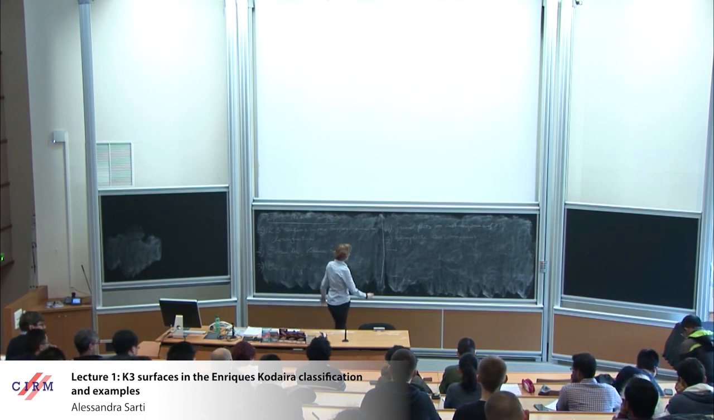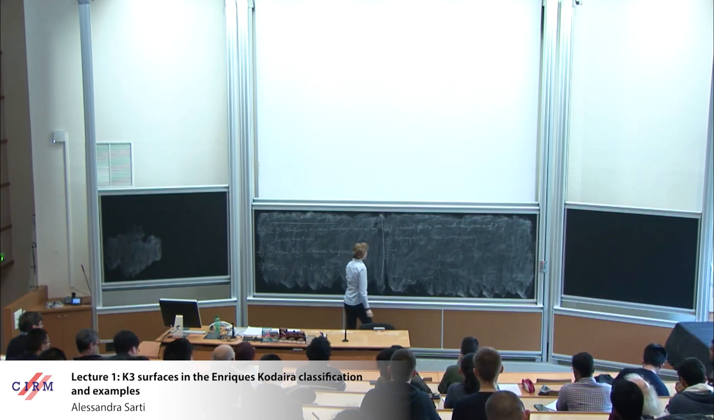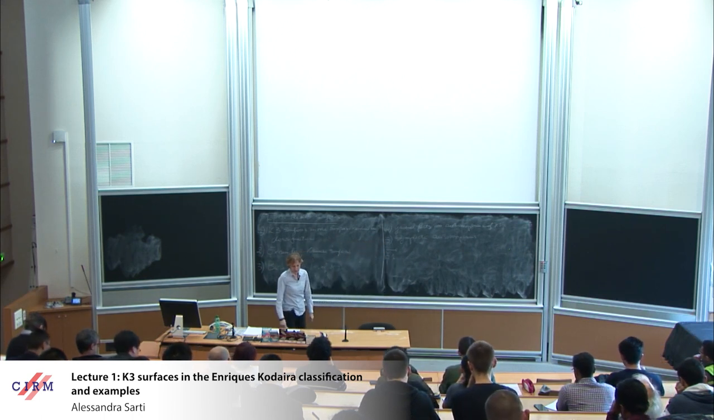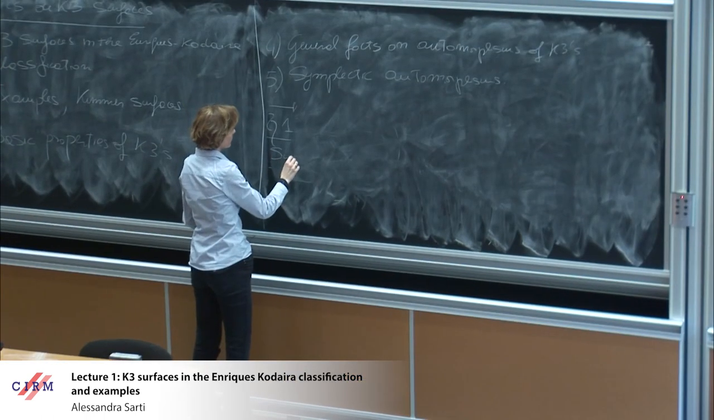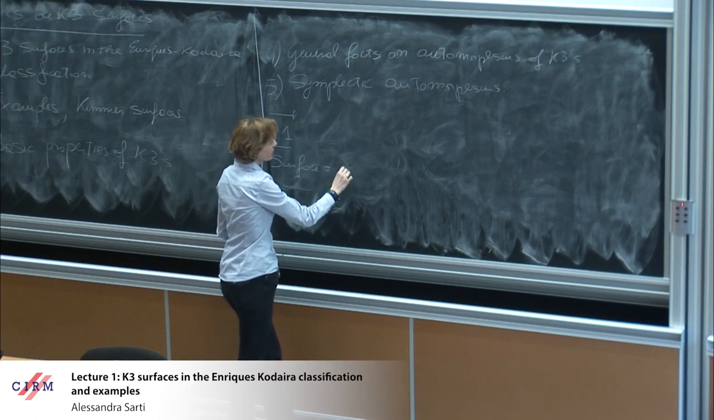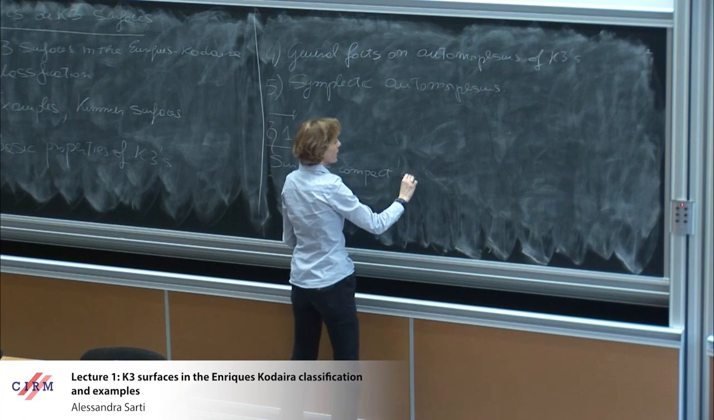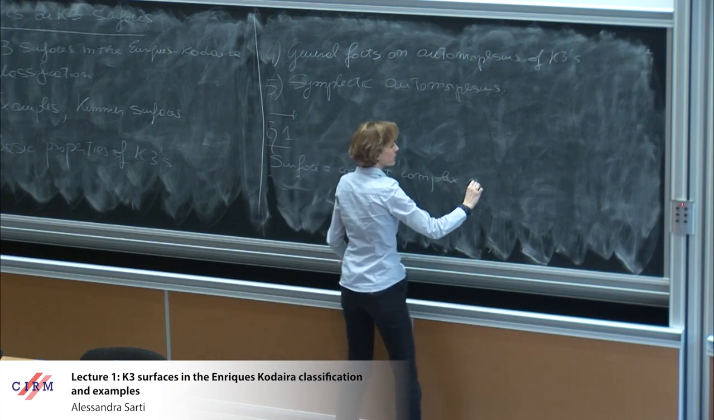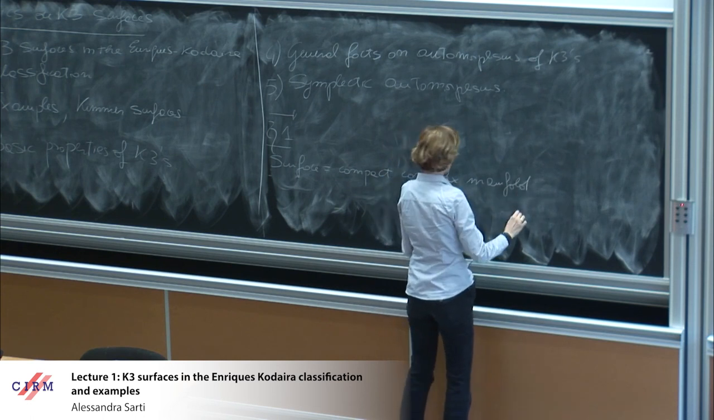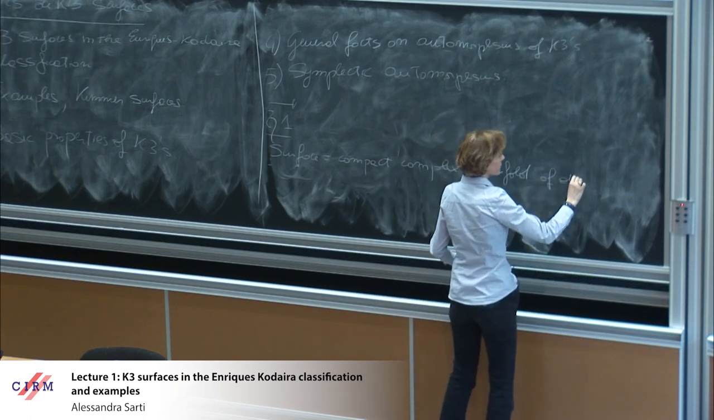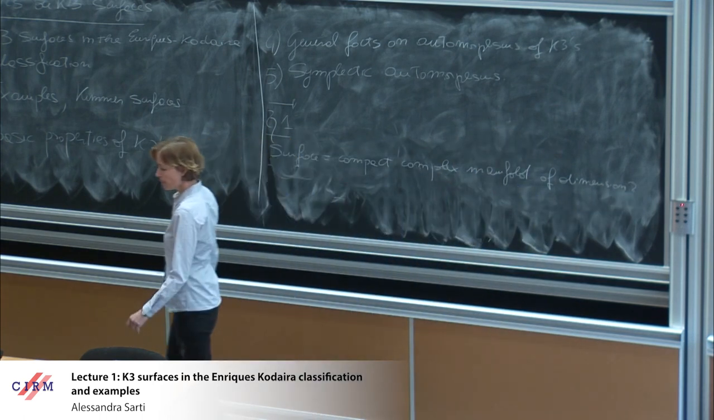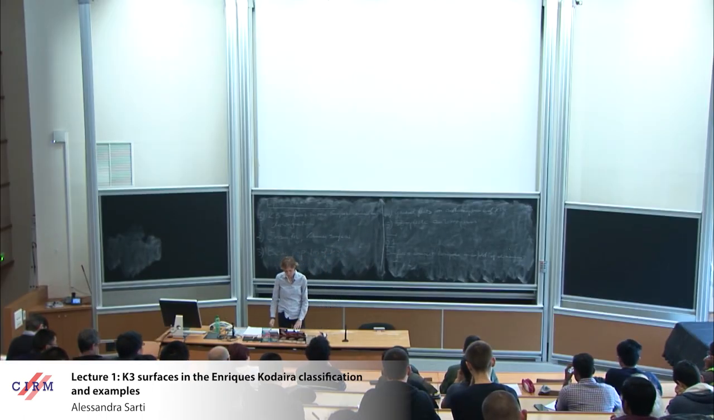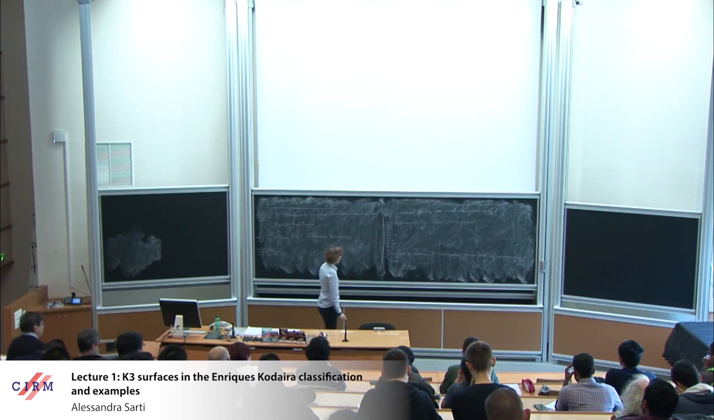So let's say paragraph one: the K3 surface in the Enriques-Kodaira classification. For me, a surface is a compact complex manifold, so in particular smooth, of dimension 2. We may talk about singular K3, but in general, what I say is always smooth. And in this first part, I will recall something that maybe you know already.